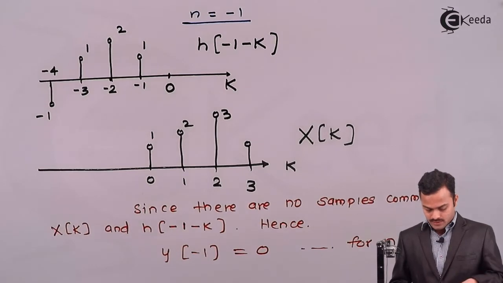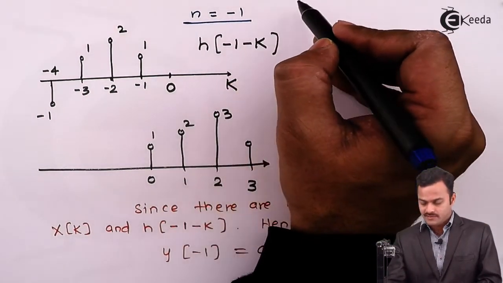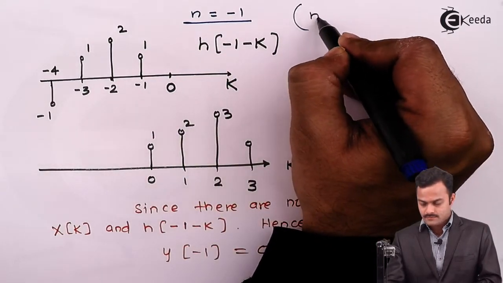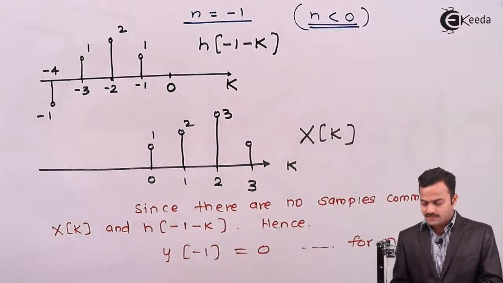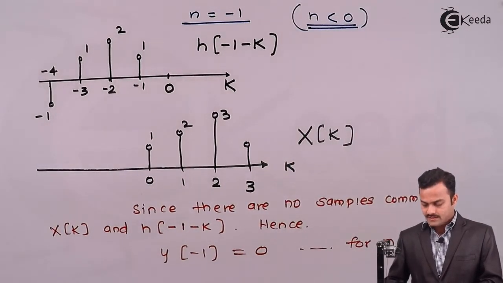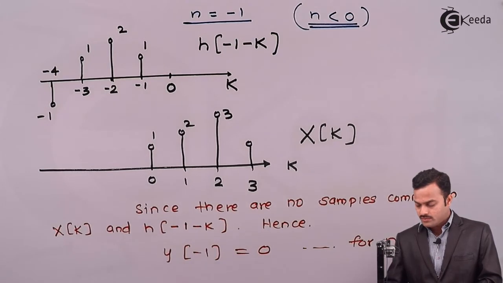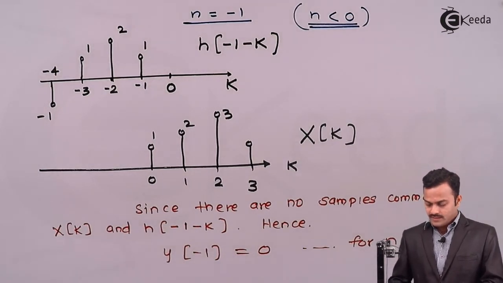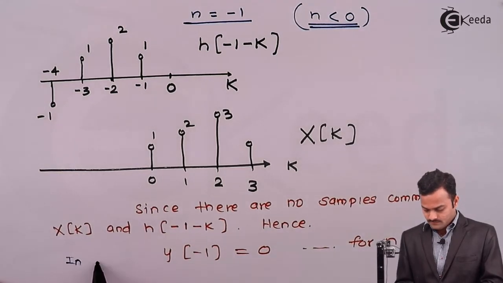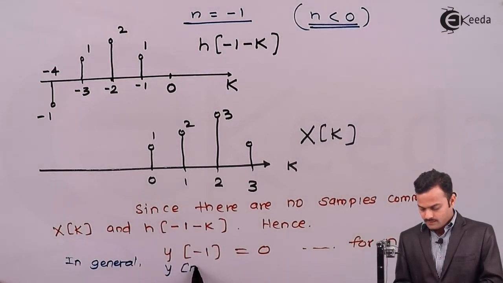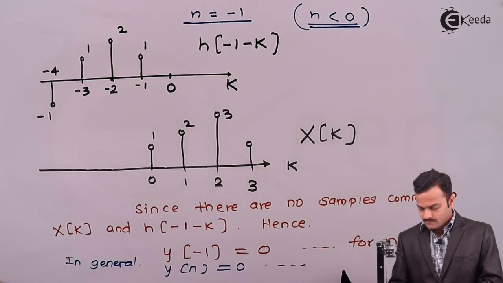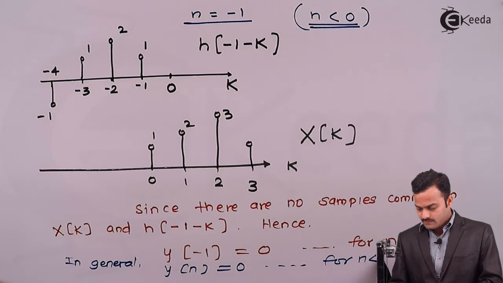So what I will do now, instead of considering only one sample, I will consider if n is less than 0, that means negative shifting of n, all the time I will get y as 0. So right now let's continue and say y of minus 1 is 0 for n equal to minus 1, but in general I can say y of n will have the value 0 for any n which is negative.